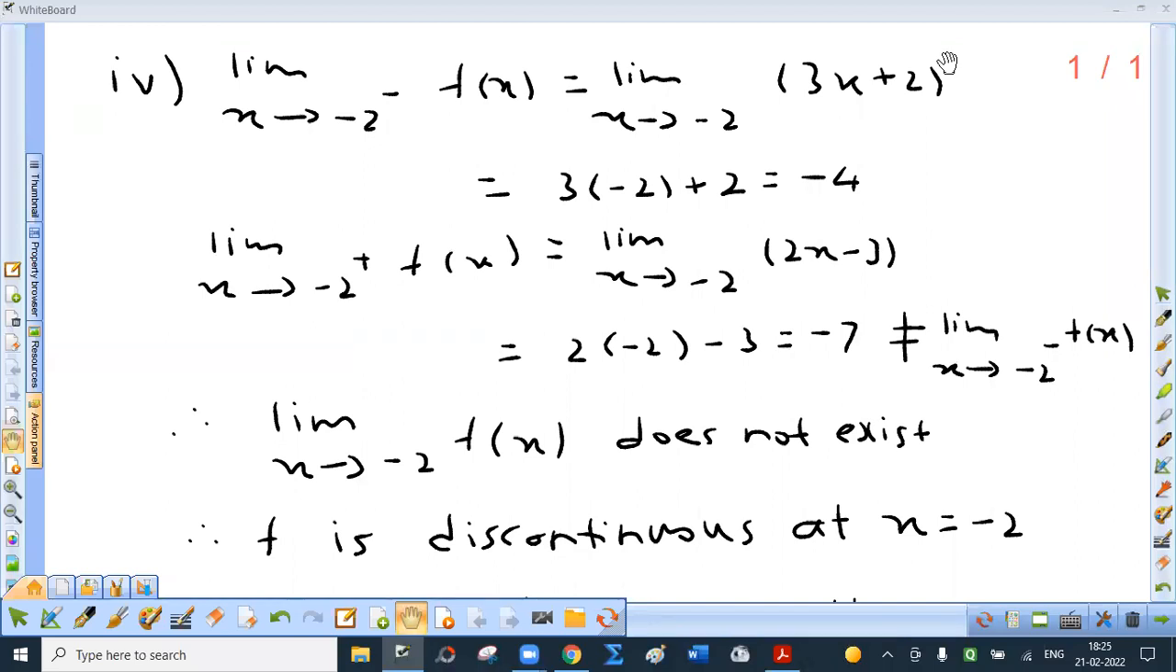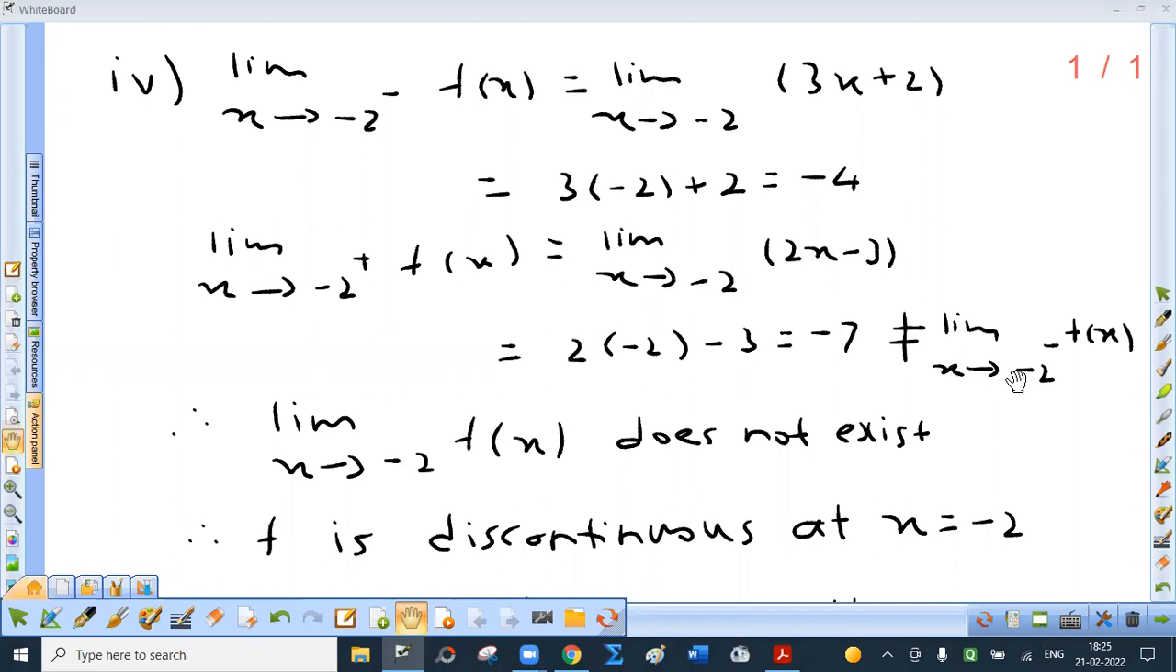So limit x tends to minus 2 minus. I hope you won't say minus plus. Yes, minus times plus is minus only, but in case of limits, here minus means to the left of minus 2. So for that we have to consider 3x plus 2. What is the value? Evaluation of the limit is simple. Replace x by minus 2. So minus 4. What is the limit as x tends to minus 2 plus, the right hand limit? For that, which function is to be taken? 2x minus 3. So 2 into minus 2 minus 3, that is minus 7.